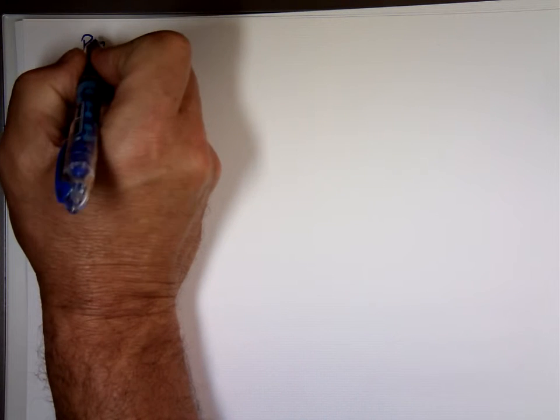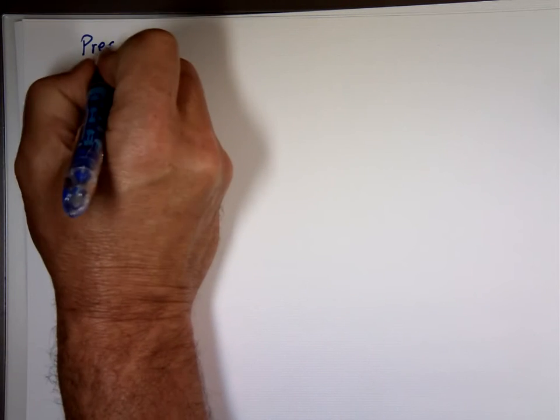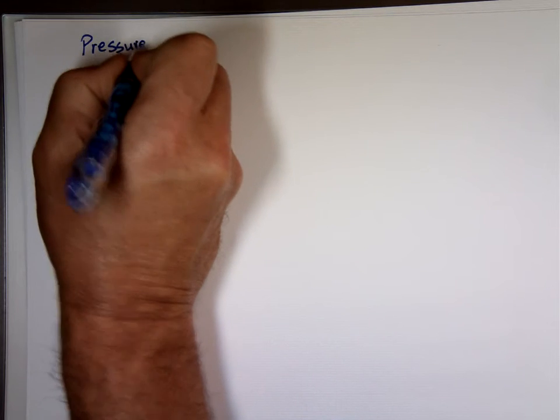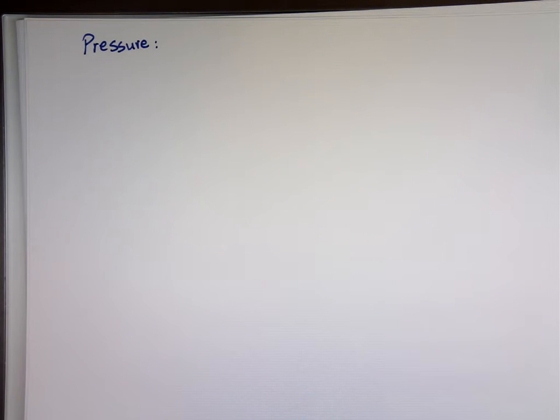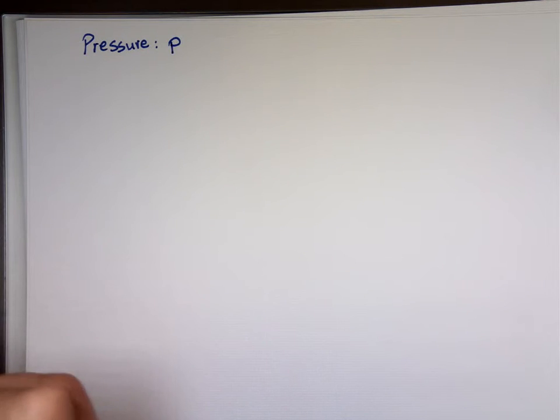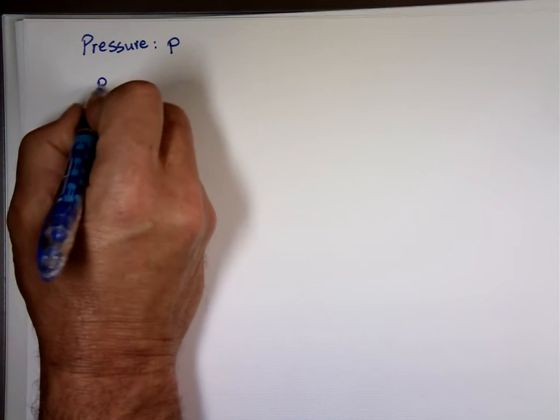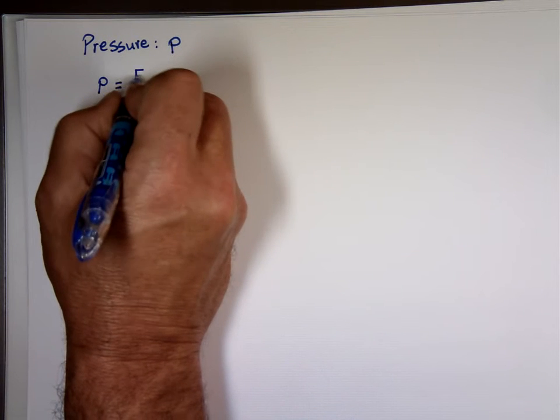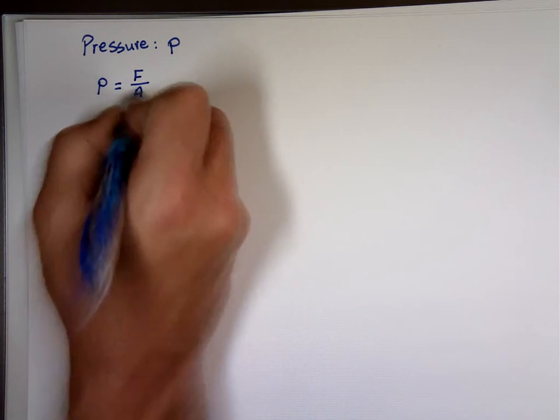What about pressure now? Pressure, we use the letter P. And pressure is defined as the force divided by area. Force divided by area.